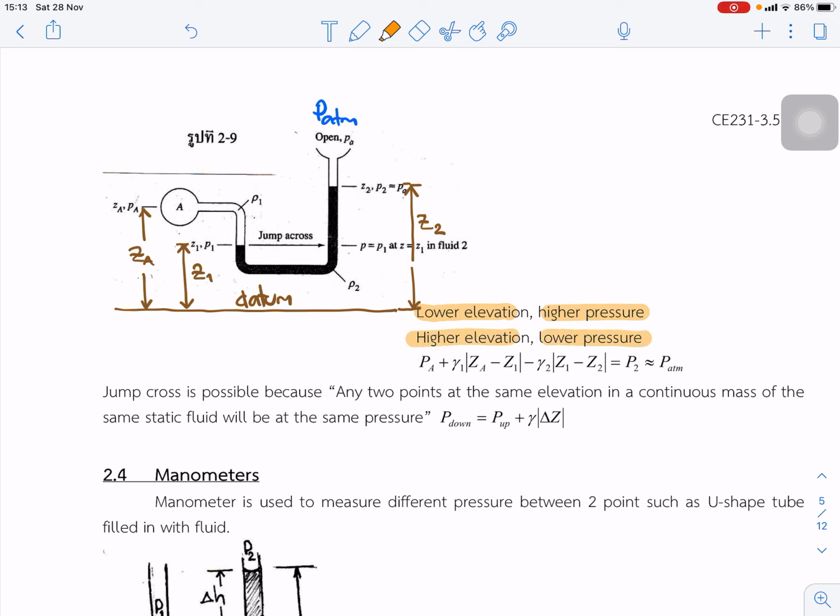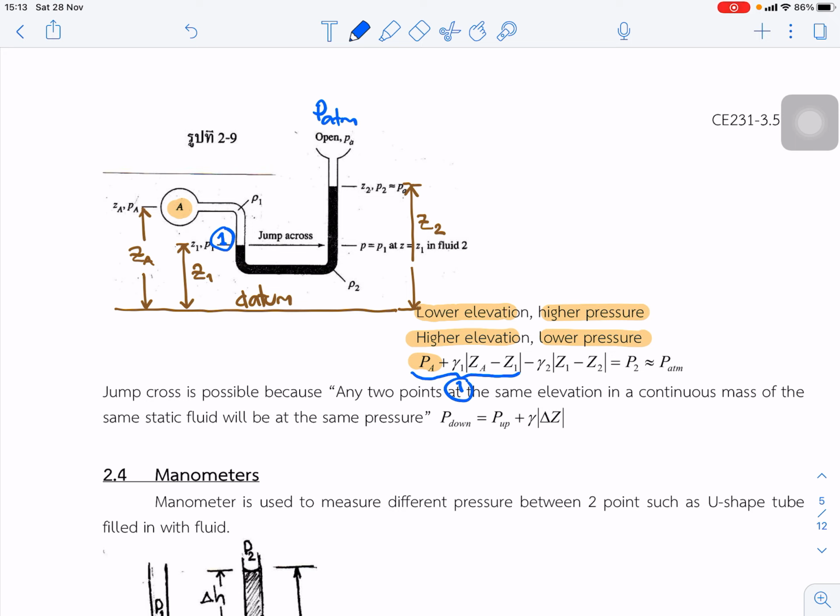Okay. In this case, we start from PA, this point at PA, and we move to the first point. Okay, so at point 1, P is increased because it's a lower elevation. So at this point 1, P is equal to PA plus gamma 1 times the difference in Z between ZA and Z1.